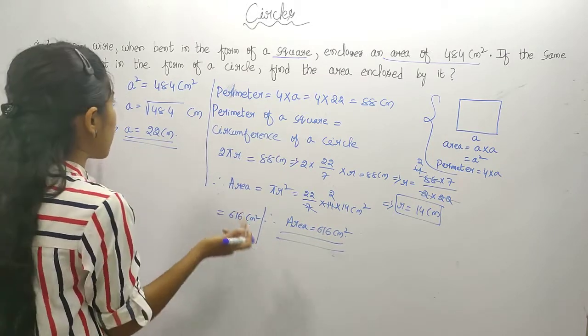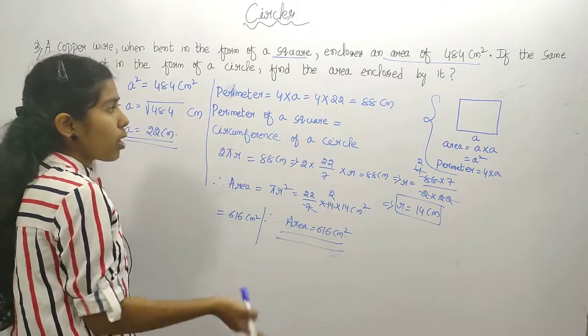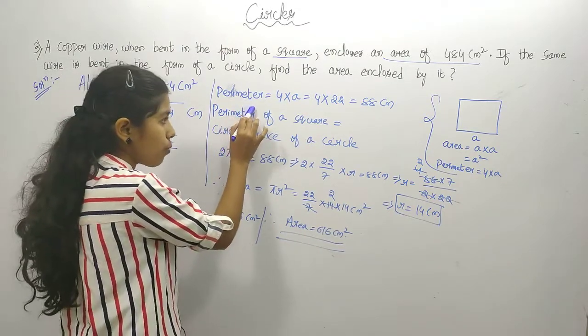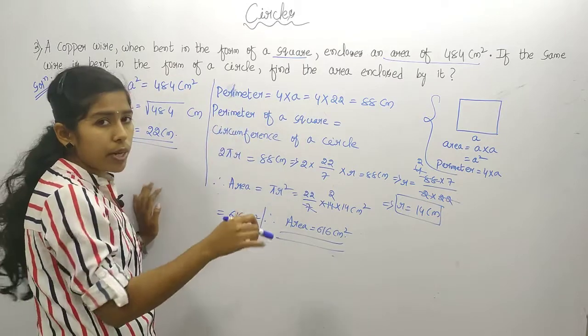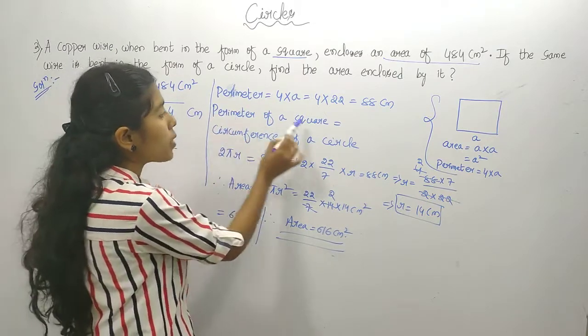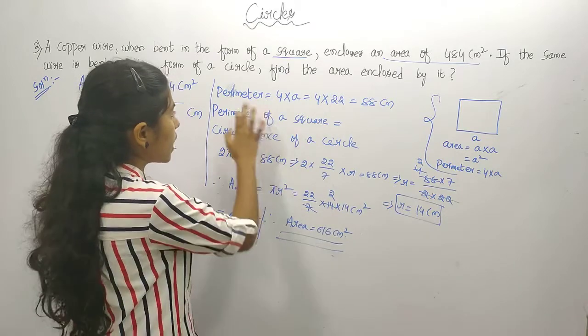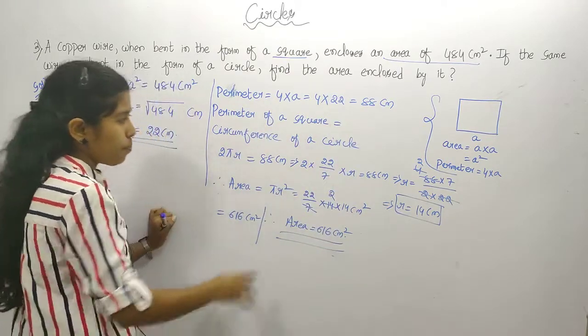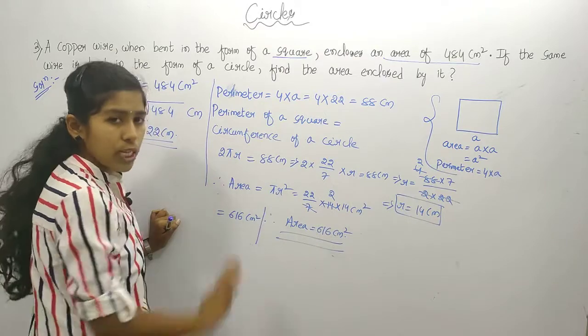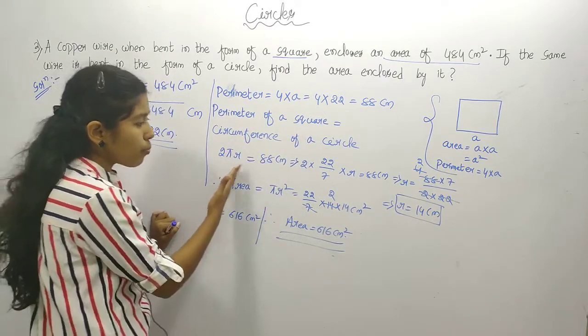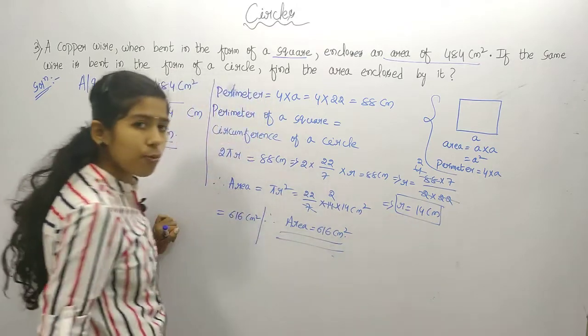Next it said that same wire you have to bend in the form of a circle. So first of all you have to find out the perimeter of this square, because perimeter of a square equals circumference of a circle. Then perimeter came 88 cm. Now circumference of circle is 2 pi r and perimeter of square is 88 cm. So from that we got r equals 14 cm.